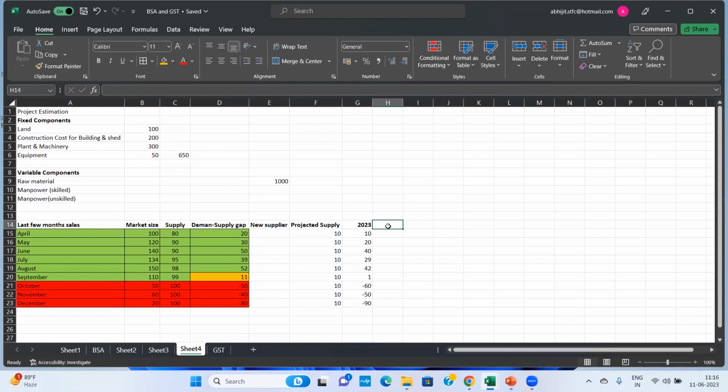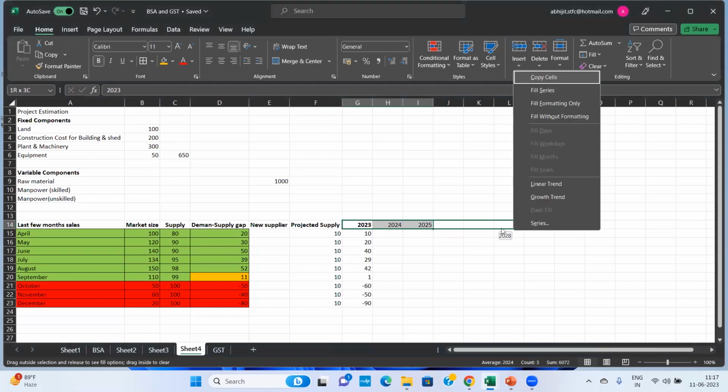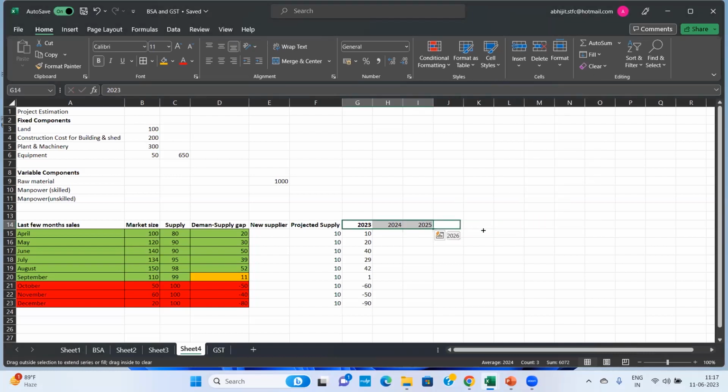Am I setting up a manufacturing unit only for a year? At least for 5 years. Then what do I need to do? Tell me, do I need these figures or not? At least for 5 years, for example.